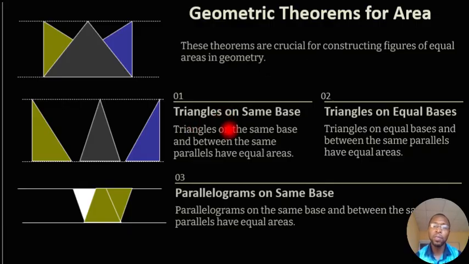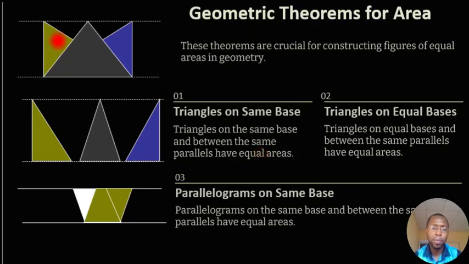The first one says triangles on the same base and between the same parallels have equal areas. So when you have two or more triangles on the same base, it has been proven that these triangles have equal area. What do we mean by that? That triangles on the same base and between the same parallels have equal area.